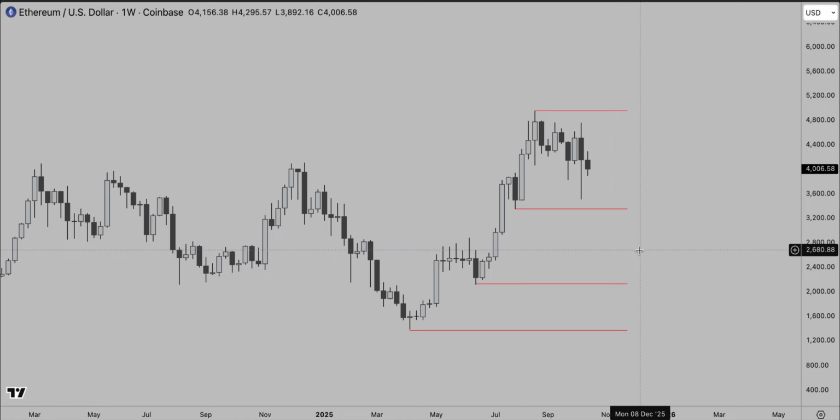Right, so once we've identified all the internal and external range liquidity on the weekly time frame, you can do this on the monthly as well. So once you've done that, now you want to mark on all your key PD arrays.